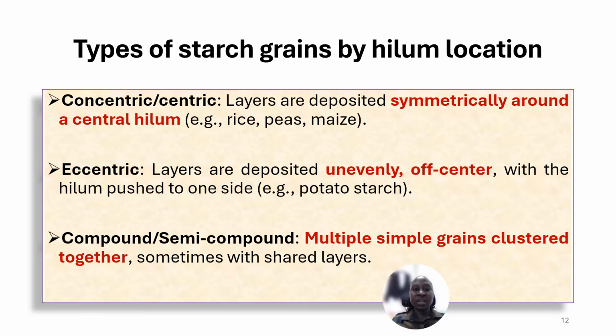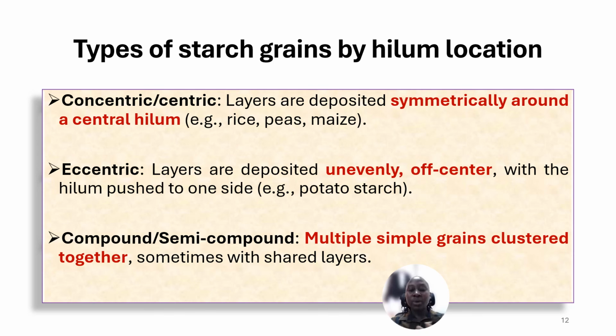So centric, the layers are deposited symmetrically around a central hilum. For example, starch grains in rice, starch grains in peas, starch grains in maize. Eccentric, the layers are deposited unevenly off-center, when the hilum is pushed to one side, for example, in potato starch.